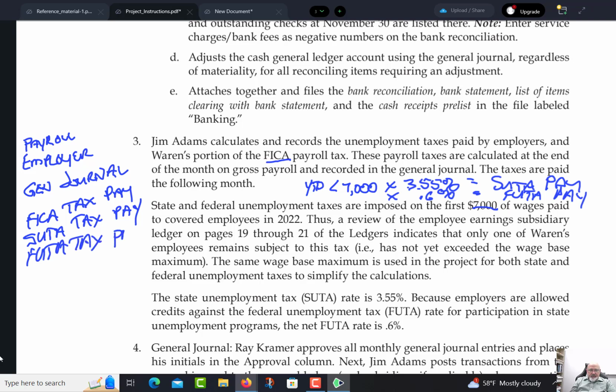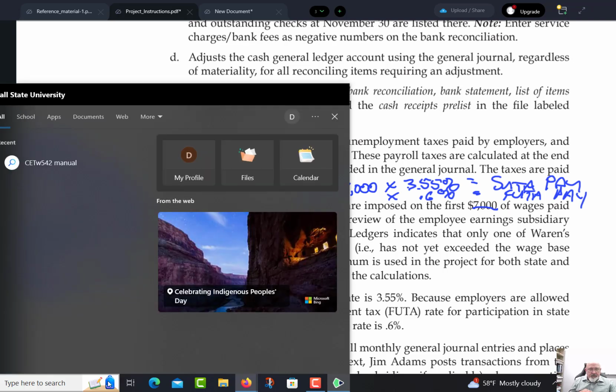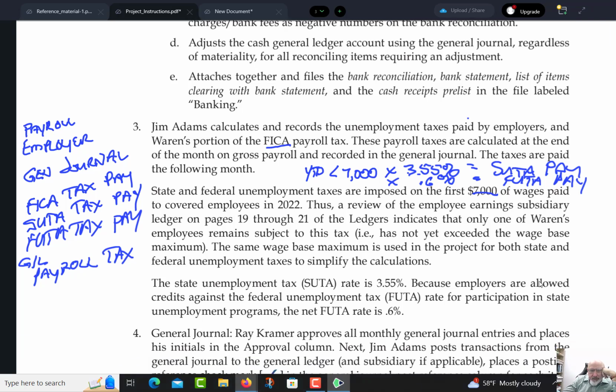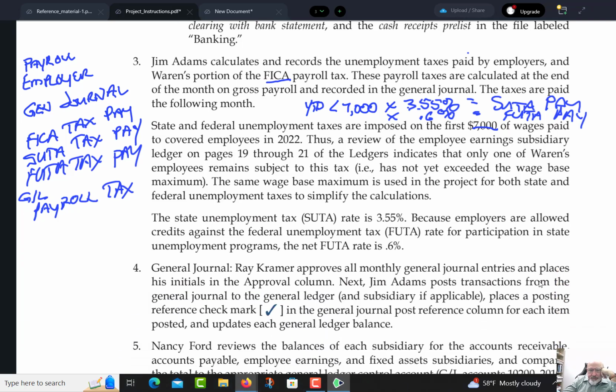So when we get to the employer payroll taxes, basically that's going to be in the GL, that's going to be the debit. So we have payroll tax, and then we're going to identify each individual tax as a payable. So FUTA, SUTA, and FICA. All right. So that really is that one.